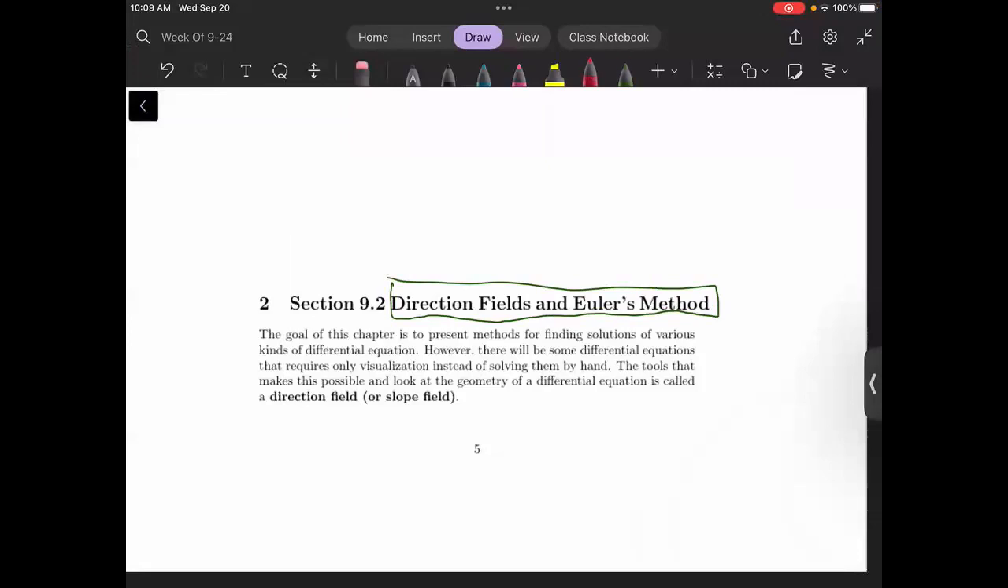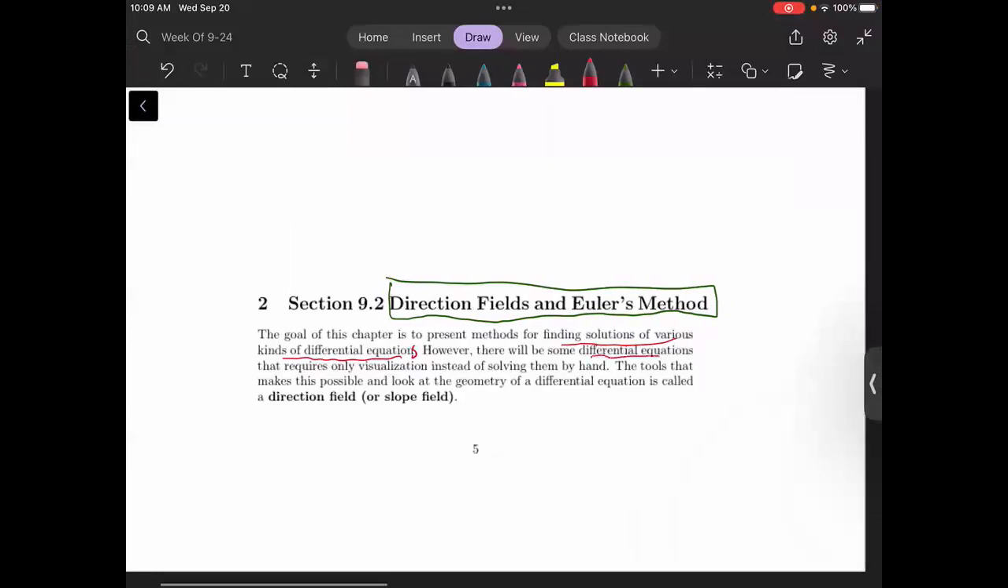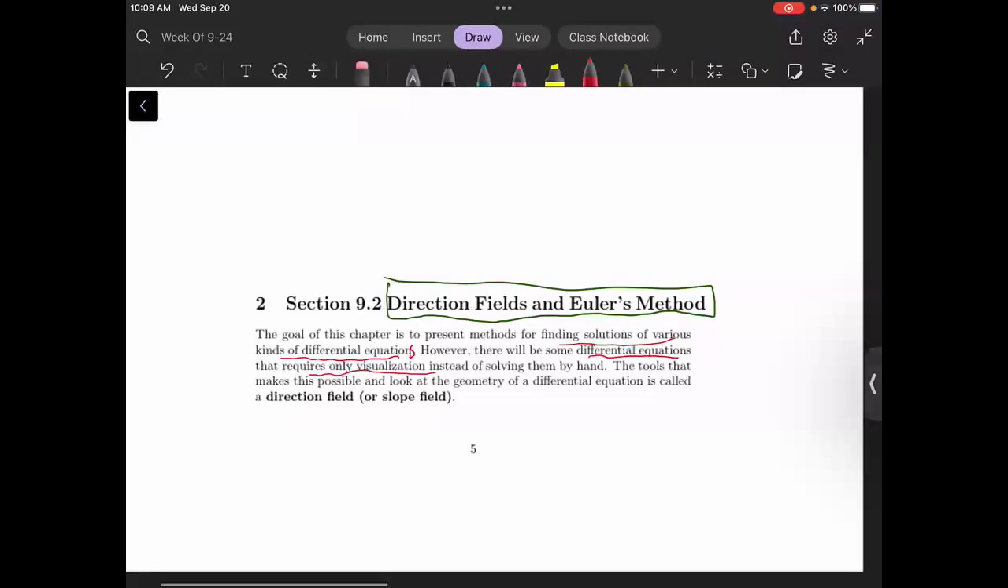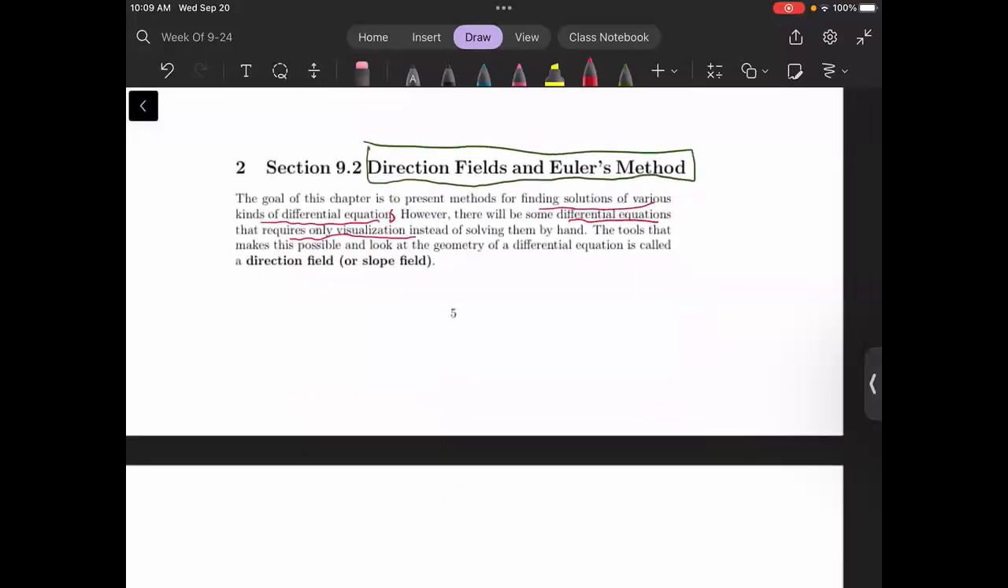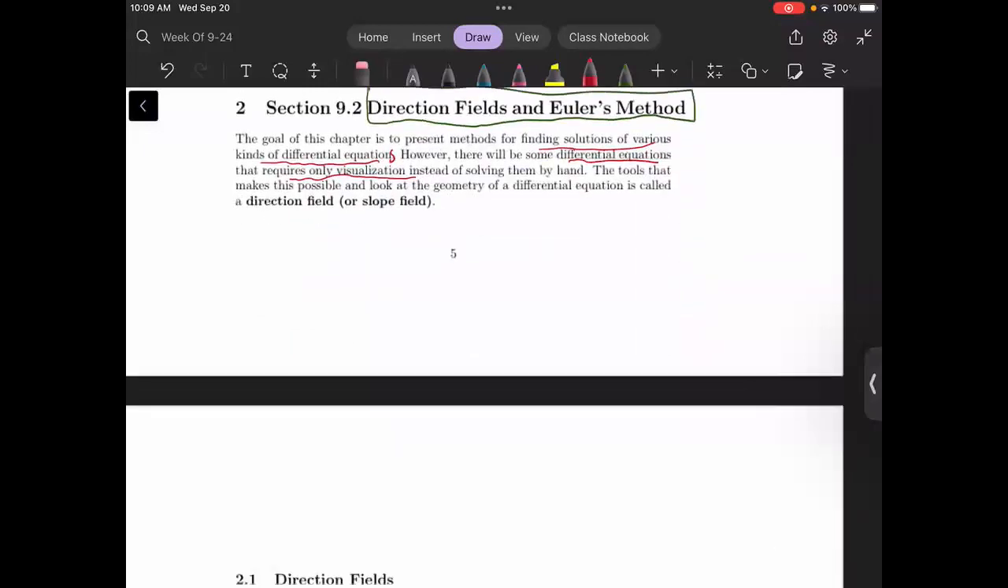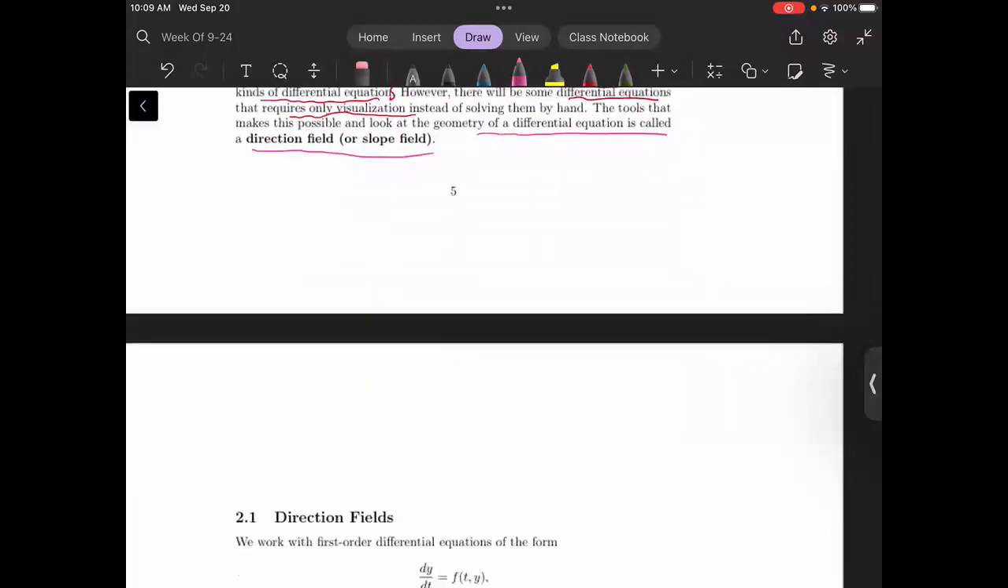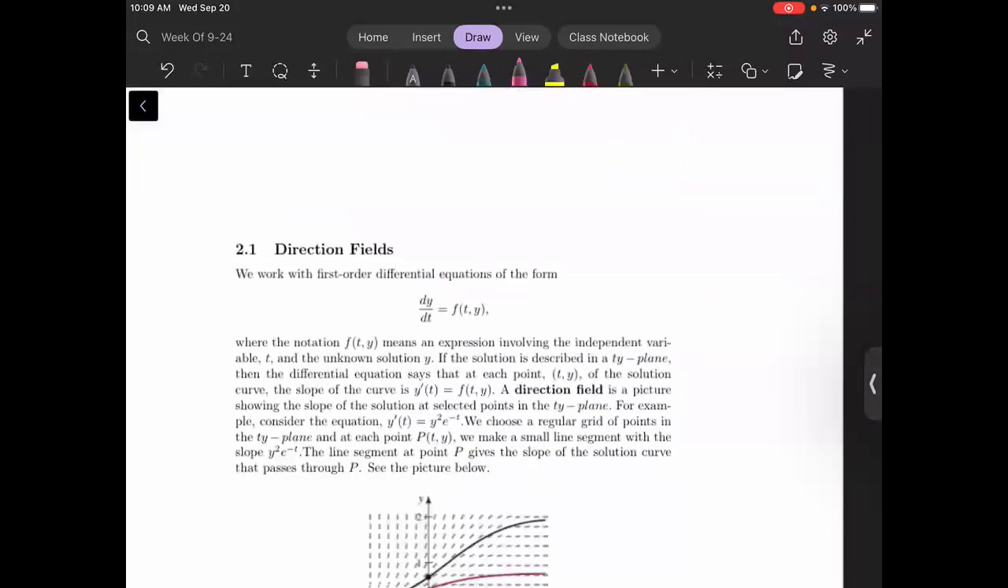So the goal of this chapter is to present methods for finding solutions of various kinds of differential equations. However, there are some that will require, instead of just solving by hand, that we visually inspect what these solution curves would look like. And this method of estimating a solution curve is by drawing in what's called a direction field, or a slope field.